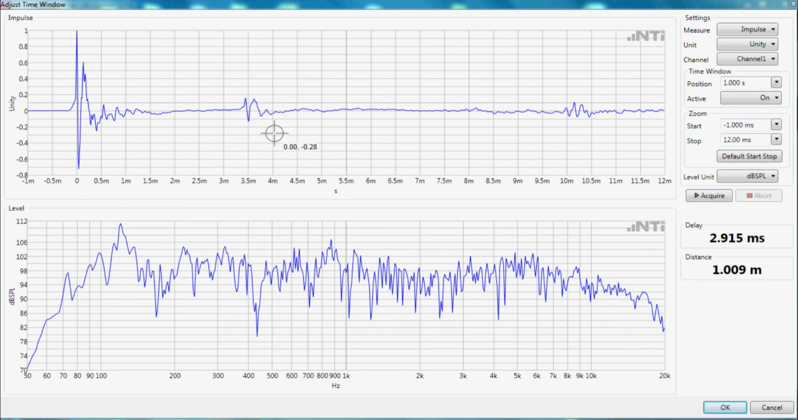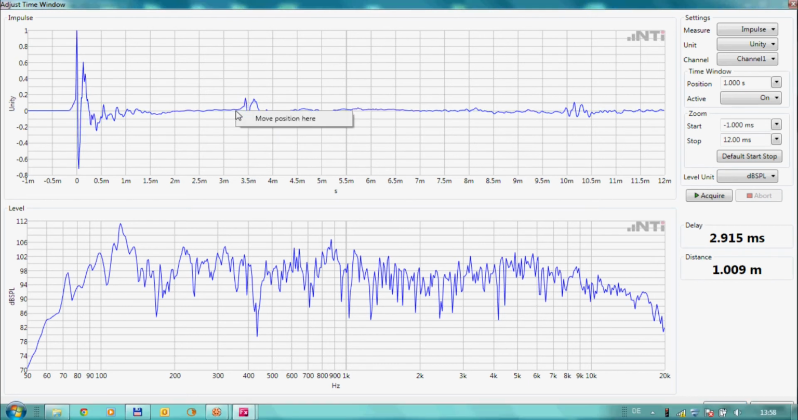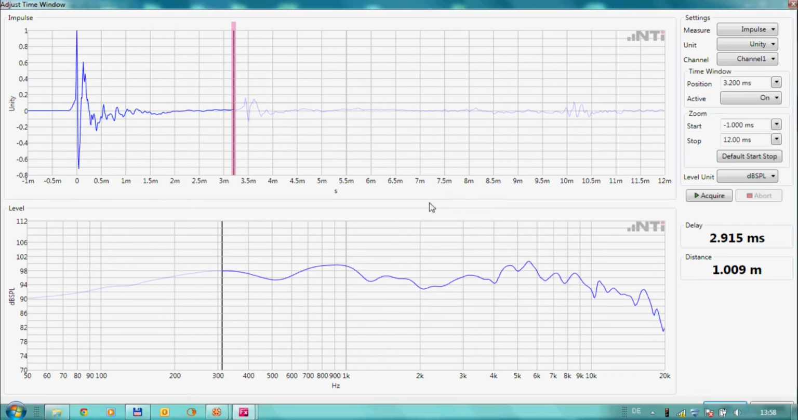In FX control, this can be easily done by sliding the time window slightly in front of the first reflection. The consequences on the frequency response measurement become immediately visible. The ripple disappears, since only the direct sound is considered. On the other hand, we also lose some information. The results in the low frequency range become uncertain. This is indicated by graying out this section.